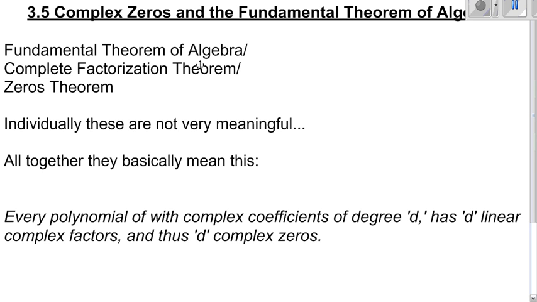Section 3.5, Complex Zeros and the Fundamental Theorem of Algebra. The fundamental theorem of algebra, complete factorization theorem, and zeros theorem, the specifics don't really matter. What matters is, altogether, it basically says this: every polynomial with complex coefficients with a degree of d has d linear complex factors. And therefore each factor could be solved, so it also has d complex zeros. So if it's an x to the fifth, that means there's going to be 5 factors and 5 zeros.